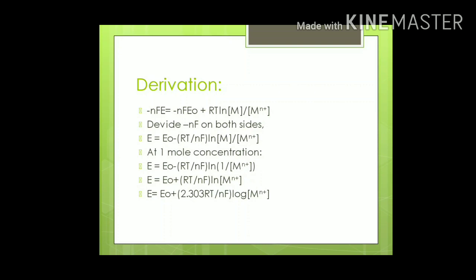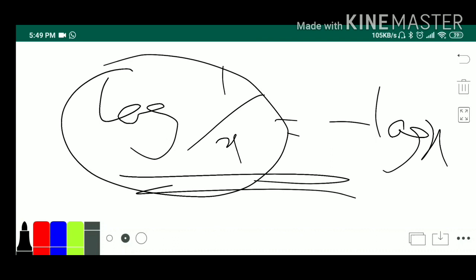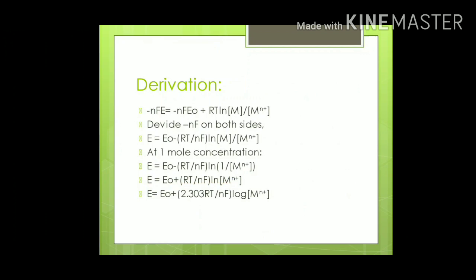Now 1 by [Mn+] can be written as ln of [Mn+] according to the logarithmic function, log of 1 by x is equal to minus log of x. This is the basics of logarithms. The same applies to the ln function, so E is equal to E naught minus, but this goes to the numerator, so minus into minus is plus. So E is equal to E naught plus RT by nF ln of [Mn+].